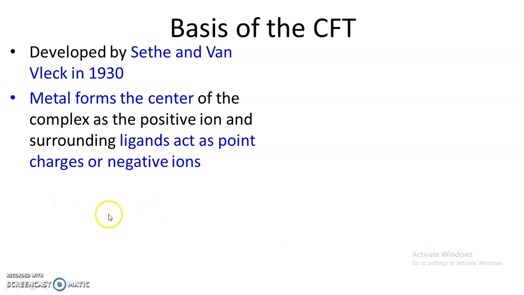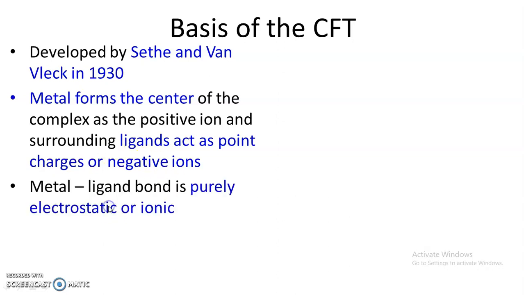So here, according to CFT, the metal forms the center of the coordination complex as a positive ion, as a positive center, and surrounding ligands act as point charges or negative ions. This is very important. According to the concept of crystal field theory, the metal-ligand bond is purely electrostatic or ionic and not covalent. There is no sharing of electron pair between metal and ligand. So CFT considers the nature of the metal-ligand bond as purely electrostatic or ionic.